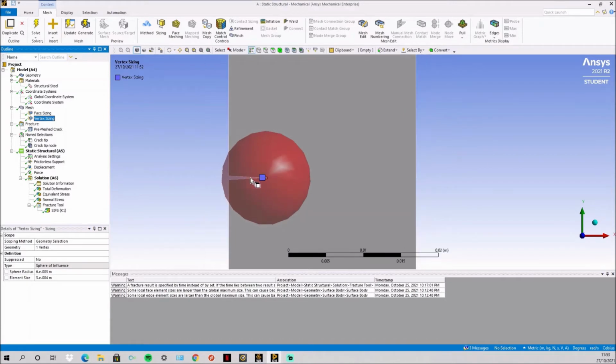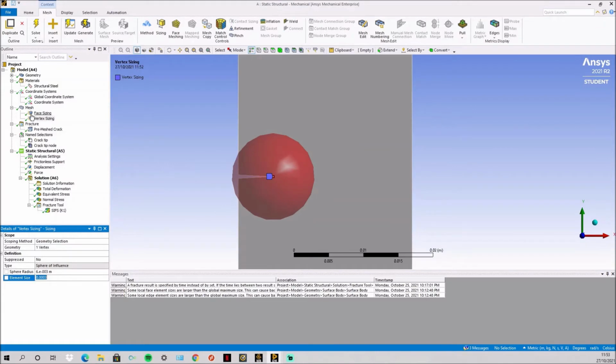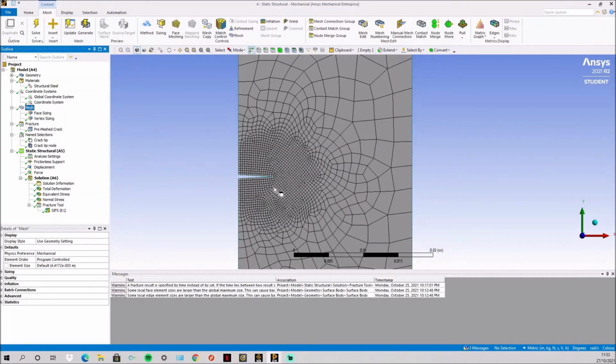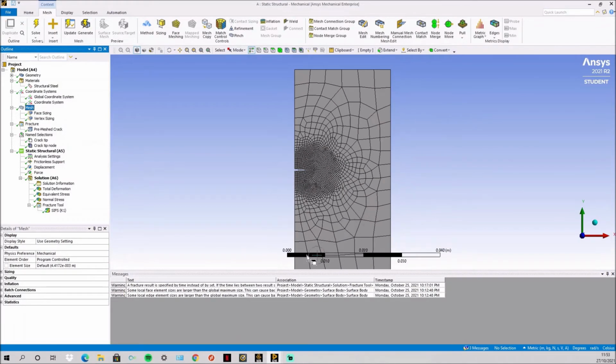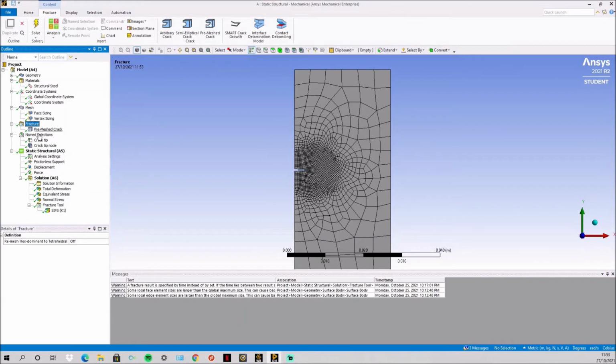and again this is the tip of the crack, and then we use a sphere of influence, and it has a radius of 0.06, which encompasses the whole of the crack, and then a really small element size of 0.003 meters. This creates a really fine mesh around the crack and a less fine mesh around the edges of the plate. Then we insert a fracture tool, which works out the stress intensity factor.